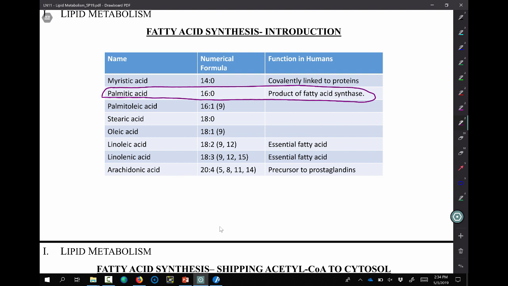Now, that 16 carbon saturated fatty acid can then be moved from the cytosol into the ER where it will be exposed to what are called elongases and desaturases. Elongases will put more carbons on it, so you can go from 16 carbons to 18 carbons, for instance. Desaturases will introduce cis double bonds into it at particular points. So you've got these other ones here. Those can all be made within our body in the smooth endoplasmic reticulum, through elongases and desaturases, which we won't talk about.